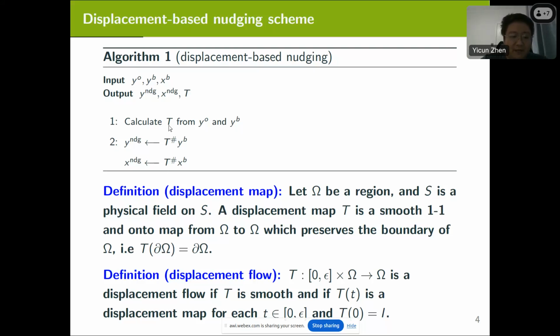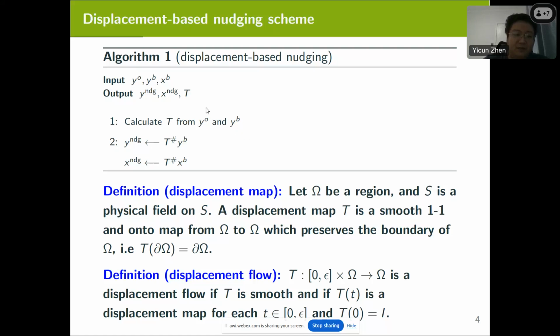And so we want to calculate this displacement map from the observed state Y^o and the corresponding background estimate Y^b. These two pieces of information should give us a map T, and we need to find the algorithm to do this step. After we find T, this T basically represents the position error of Y^b.